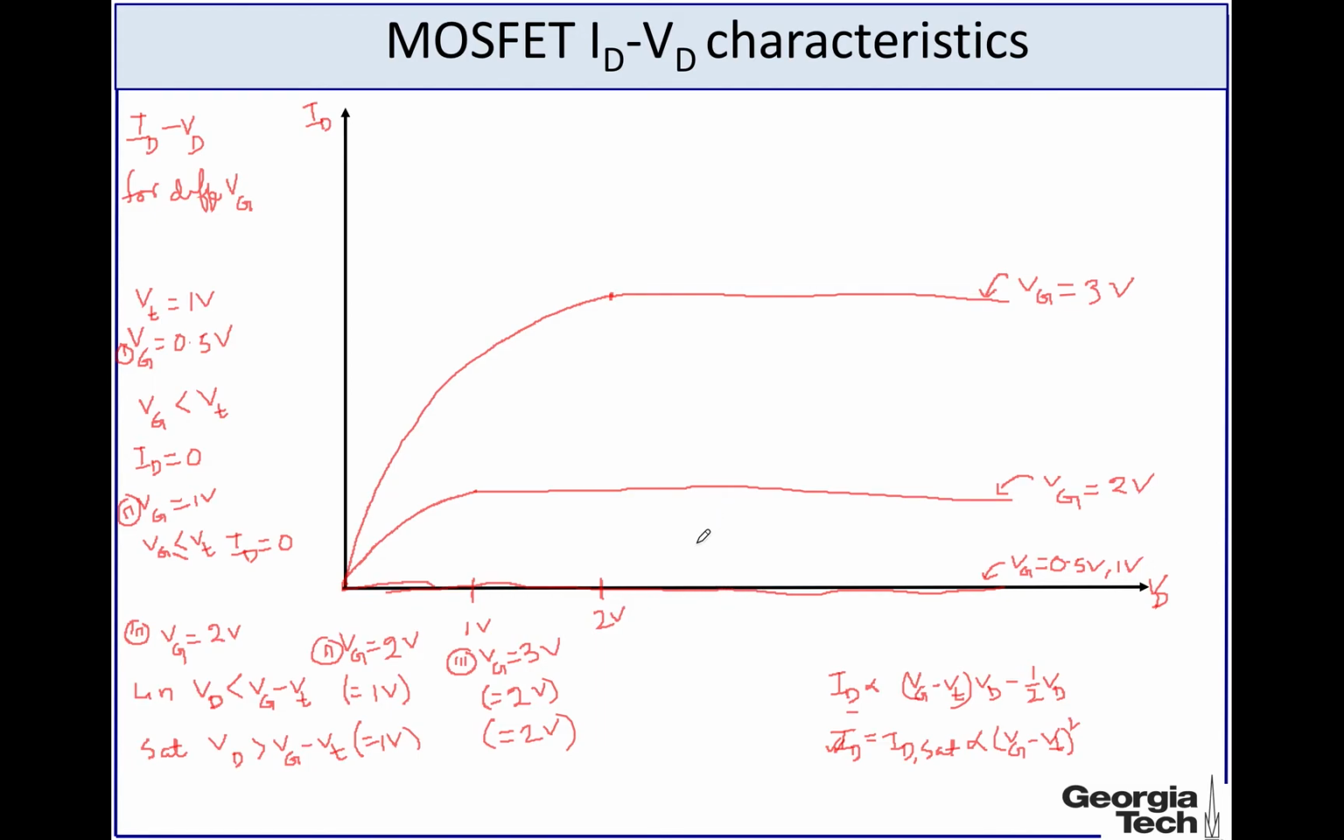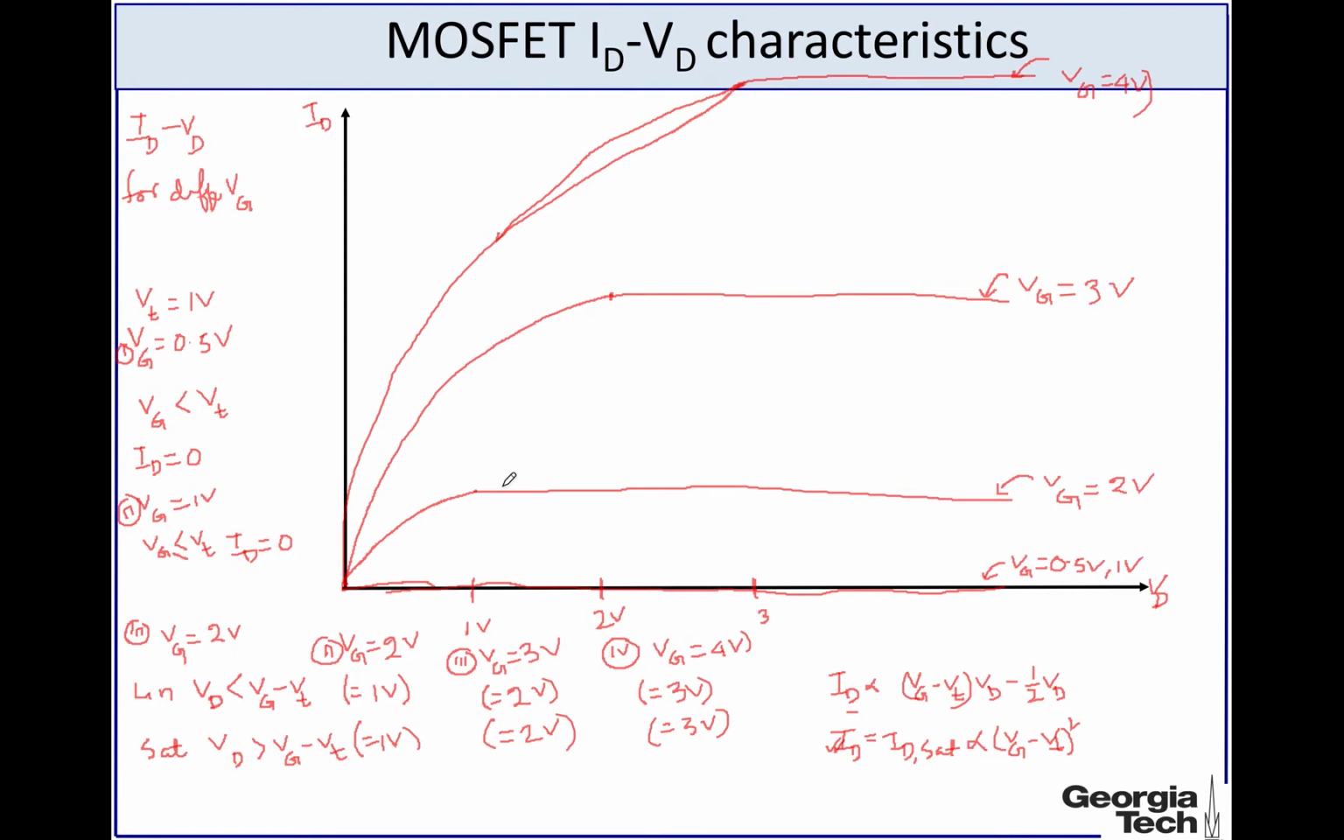Now let's say we also consider the case when VG equals 4 volts. In this case it will be in the linear region when VD is smaller than 4 minus 1, which is 3 volts. So if this is 3, this curve will look something like this, and then when VD is larger than 3 volts, it will be constant, and this is the case for VG equals 4 volts.